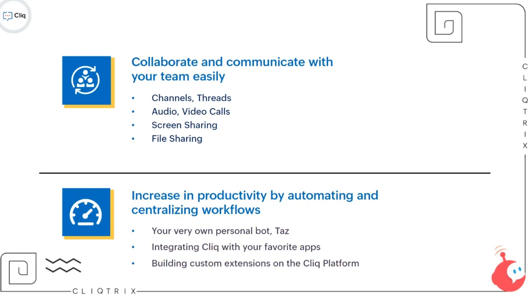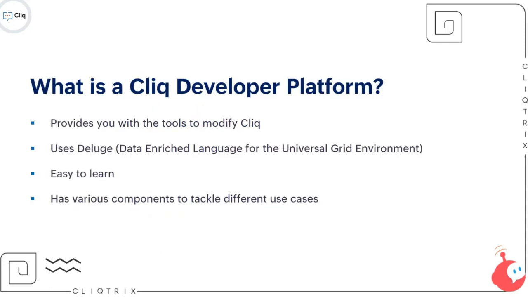Just like Taz, you can use the Cliq platform to build your own bots and other tools to automate most of your workflows. You can also integrate Cliq with other applications to further extend Cliq's potential and reduce your workload. We now know that Cliq provides you with the ability to automate most of your tasks, and that is done mostly through the Cliq platform. But first, what is a developer platform? A developer platform is a set of tools that help you modify an application or software based on your needs and workflow. So if the application is the cake, then the developer platform gives you the necessary tools to do the icing on top of it.